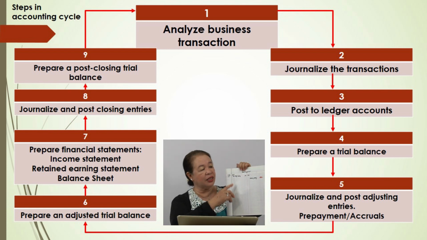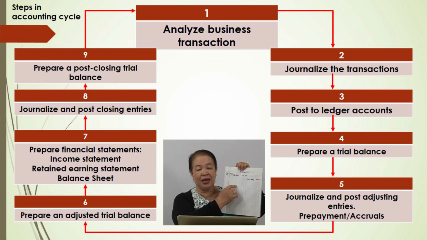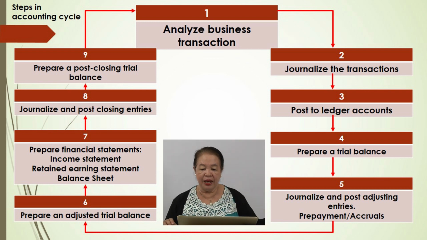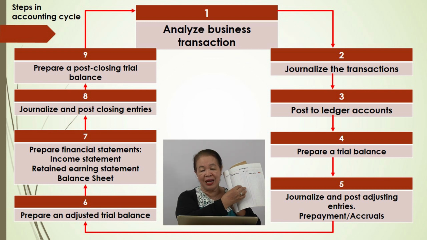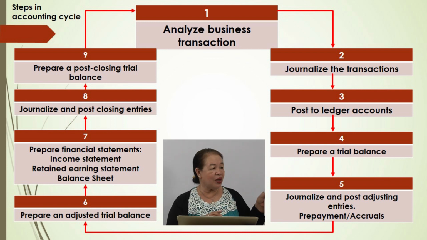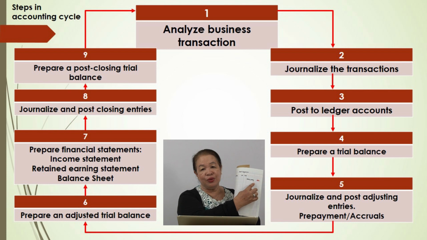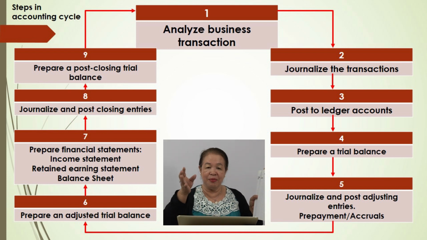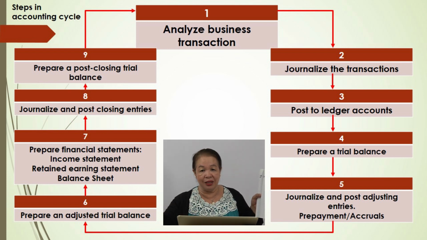Sa ledger accounts natin, ito na yung may debit and credit. Bakit? Kasi gusto nating malaman kung magkano yung balance niya at the end of the period. And then, kung alam na natin yung balance niya, ilagay na natin siya sa trial balance. Anong gagawin natin sa trial balance? Kukunin natin yung balance dito sa ledger at kung saan siya, kung debit siya, i-debit din natin sa trial balance. Kung credit siya, lagay din natin sa credit side ng trial balance.